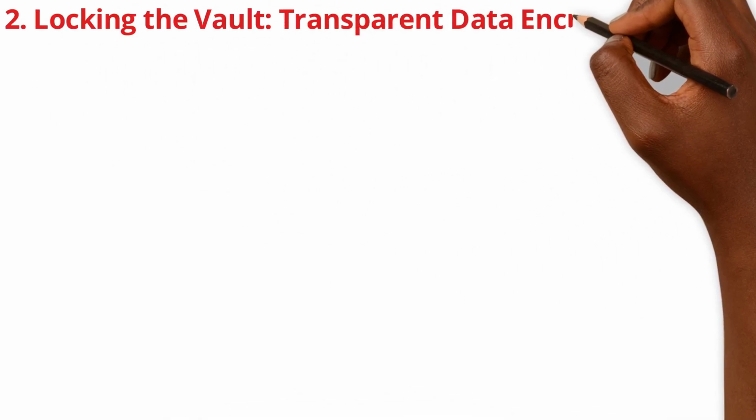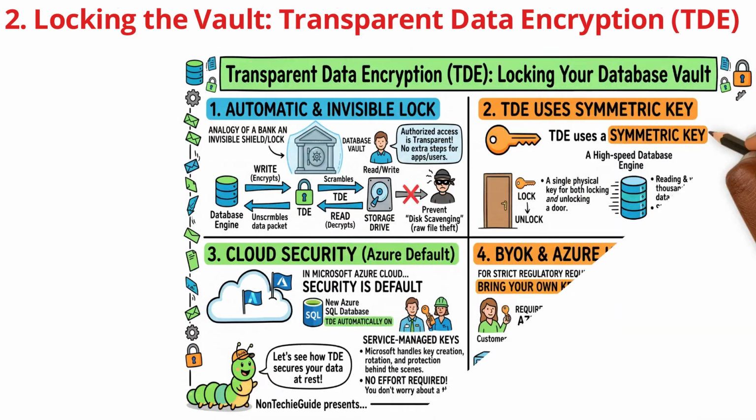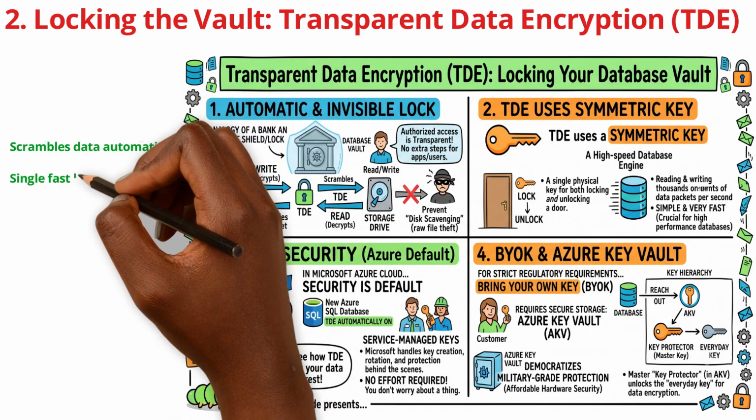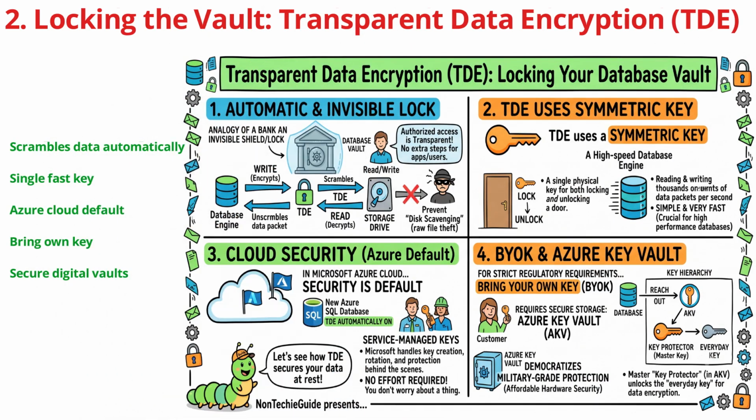Protecting data at rest requires locking your digital vault. Non-Techie Guide introduces TDE, an automatic and invisible shield. TDE scrambles data on write and unscrambles on read, so it is seamless for authorized users while blocking disk-scavenging thieves. It uses one fast, symmetric key to ensure high-performance access. In the Azure cloud, this is the default. Microsoft handles the keys automatically. But for strict regulations, you can bring your own key using Azure Key Vault for military-grade protection.